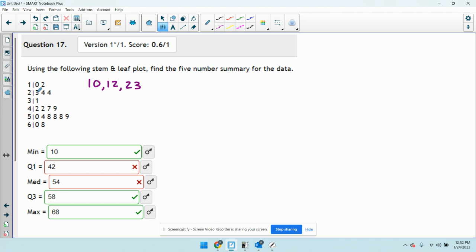So we have 1, 2, 3, 4, 5, 6, 7, 8, 9, 10, 11, 12, 13, 14, 15, 16, 17, 18 data values. So the median is the middle value, but since there's an even number of things, there is no middle value. So the middle is going to lie between two data values. We're going to have 9 values, our median, and then 9 more values, making the total 18. So our median is going to fall between the first 9 values and the last 9 values.